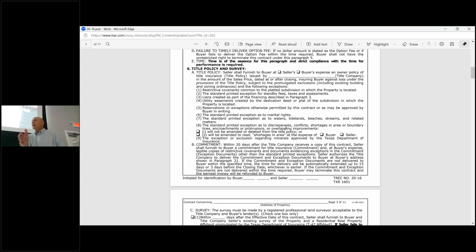That's why shortages in area is never covered. Every measurement will always be different. It's not an exact science. Even with GPS and lasers and all that, when you're talking about 45,000 square feet or even 15,000 square feet, it's going to be off by 2 or 3 square feet. At a minimum, it's going to be different. That is not a cause of action that the title company is going to defend. Okay?